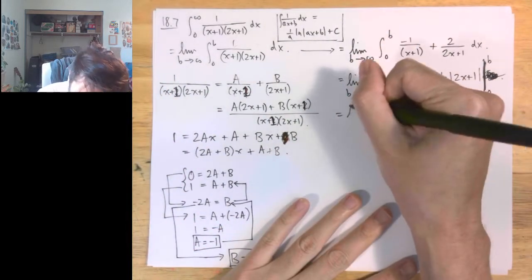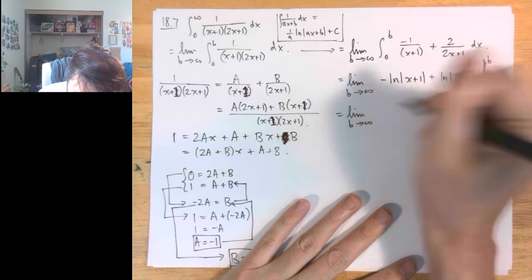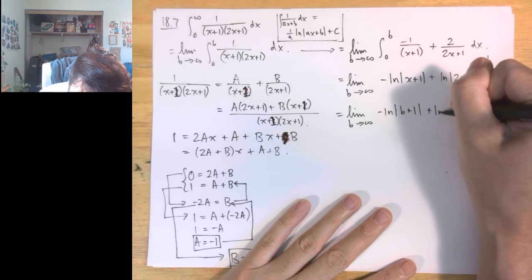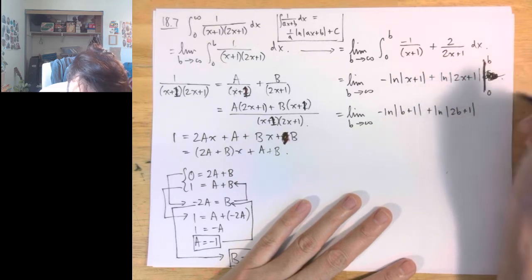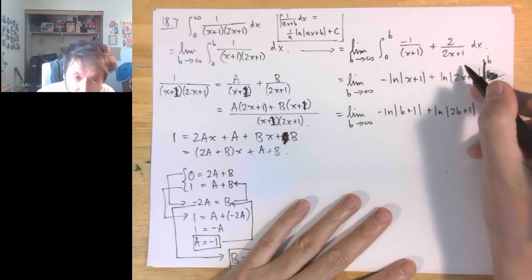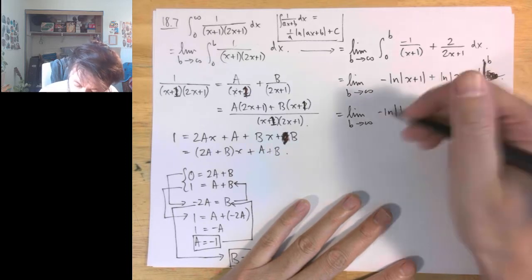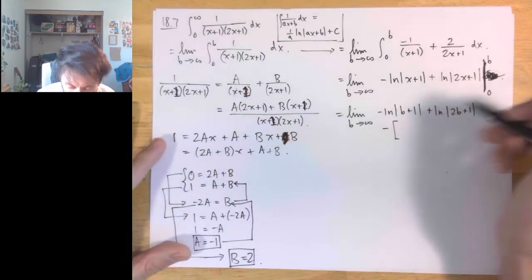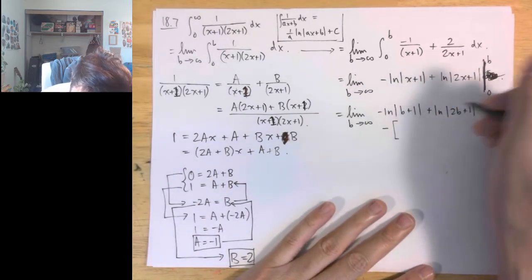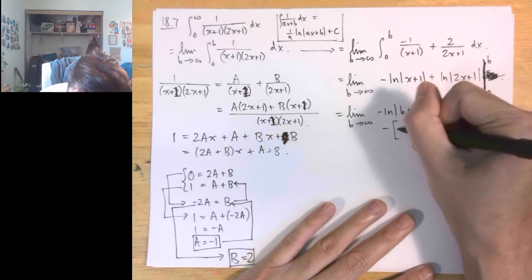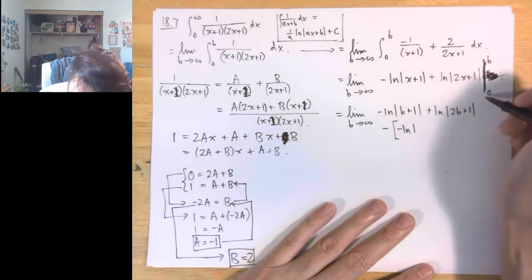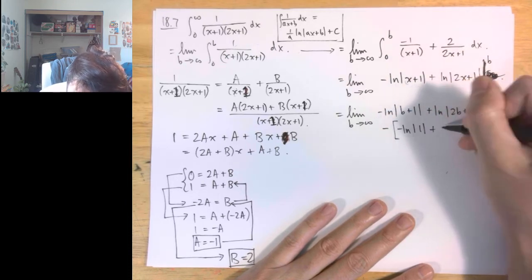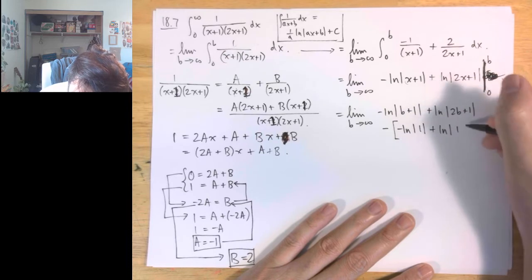Well, we have the limit as b goes to infinity of, so we have negative natural log of the absolute value b plus 1 plus the natural log of the absolute value of 2b plus 1. Okay, and then we have 0 that we can shove in. And we remember, we subtract. So I'm going to do good hygiene here. It's not going to turn out to be all that necessary, but let's just see. We're going to shove 0 in, and what we get is minus negative natural log of the absolute value of, now if I stick 0 here, I get 1. The absolute value of 1 is 1, plus the natural log of the absolute value of 1 again.